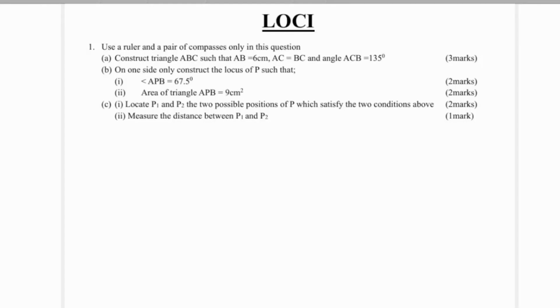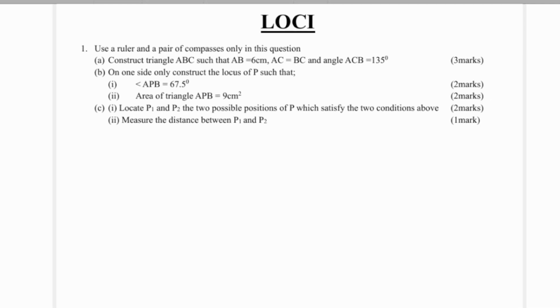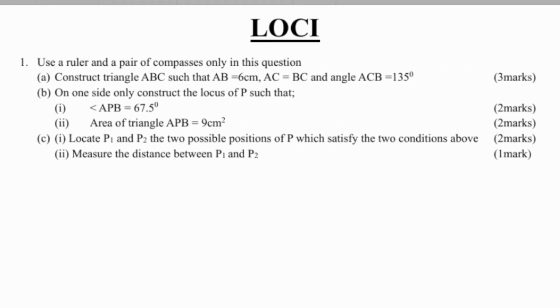Let's solve this question on loci. Use a ruler and a pair of compasses only in this question. Part A, construct triangle ABC such that AB is equal to 6 centimeters, AC is equal to BC, and the angle ACB is equal to 135 degrees. 3 marks.